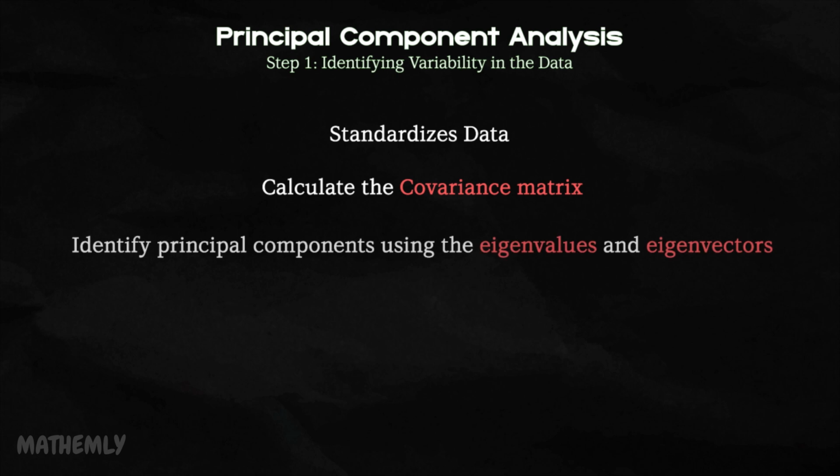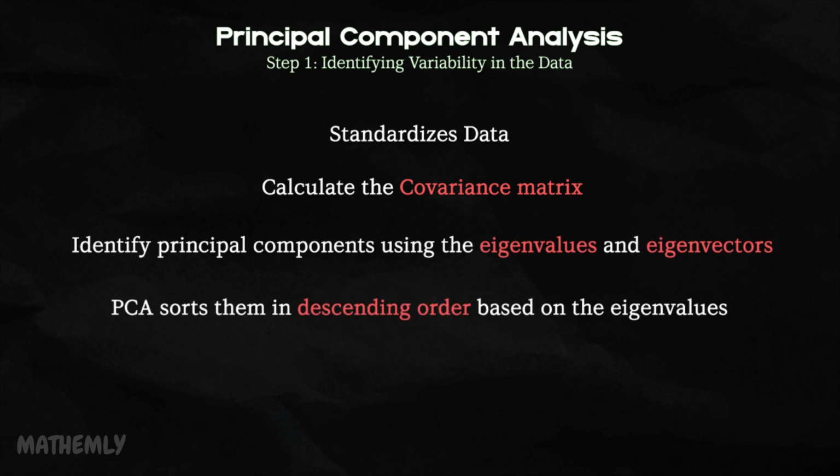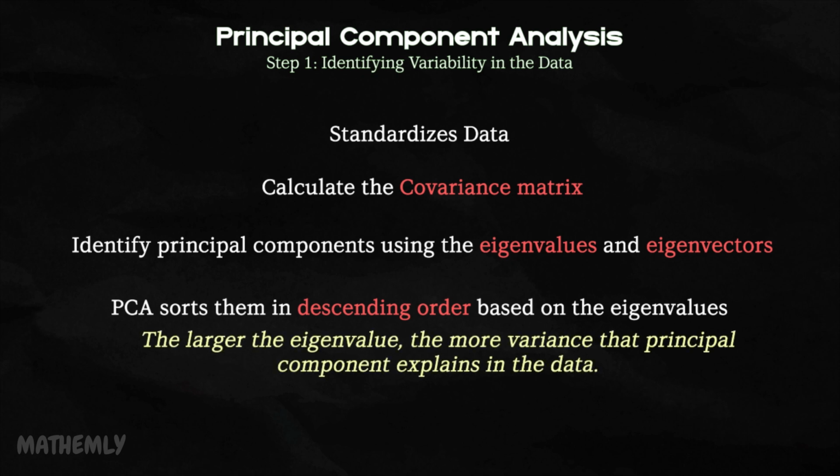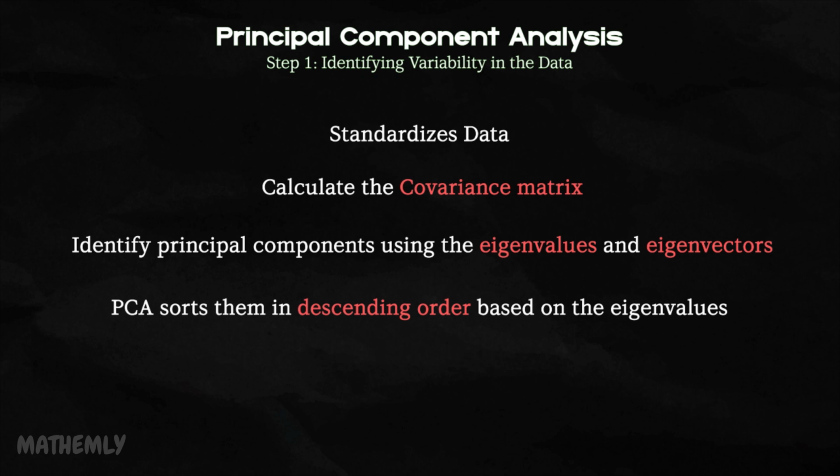Once the principal components are identified using the eigenvalues and eigenvectors, PCA sorts them in descending order based on the eigenvalues. The larger the eigenvalue, the more variance that principal component explains in the data. By ranking the principal components in this way, PCA ensures that the components with the highest variance are prioritized. This allows for effective dimensionality reduction, where the most important components, or those explaining the most variance, are kept, while less significant components can be discarded, simplifying the dataset while retaining its key features.